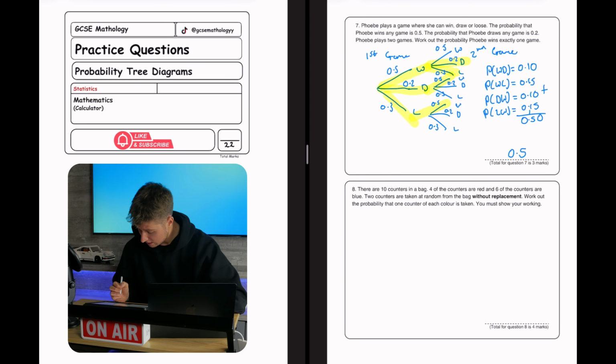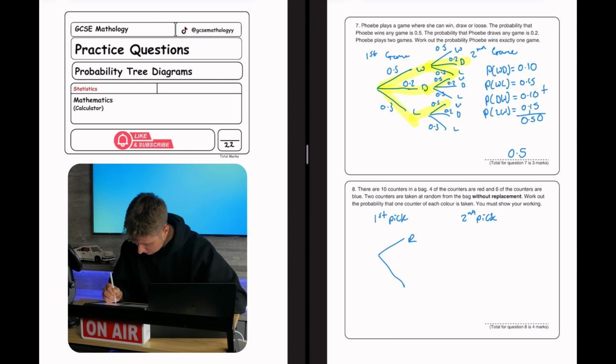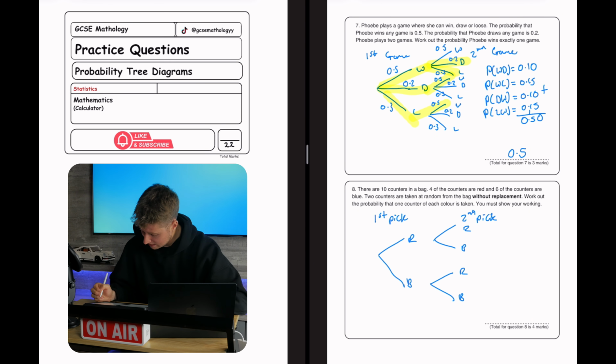So what we're going to do first is look at the 2 conditions. So we've got the first pick and the second pick. And the 2 different colour counters is we've got red and then blue, red and then blue, then red and then blue. So there are 10 counters in a bag. So all of the probabilities for the first pick are going to be out of 10. There are 4 counters that are red and then there are 6 counters that are blue.